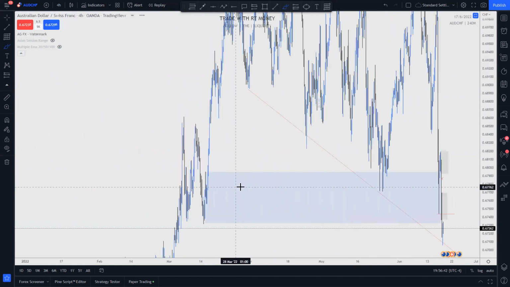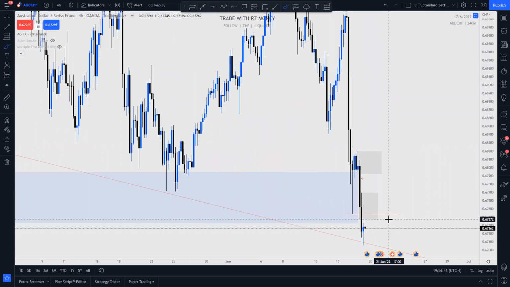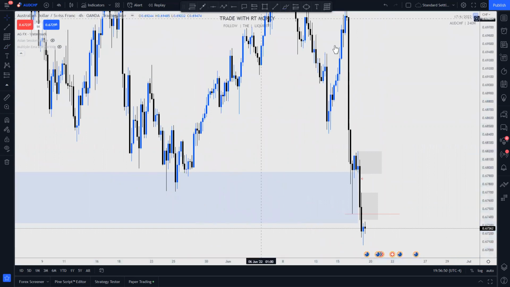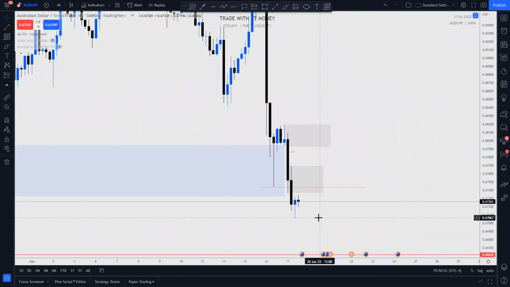We can see we broke this demand zone. All right. We don't need to see trend line support anymore. Okay. Let's get rid of that. I don't like a bunch of stuff on my charts. All right. Hold on a second. All right. There you go.